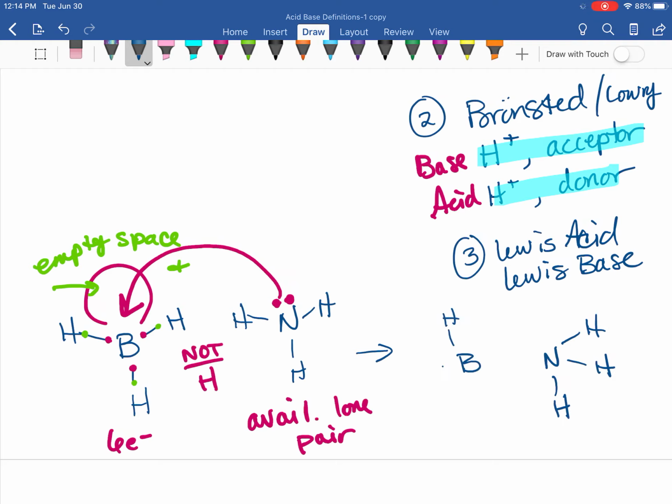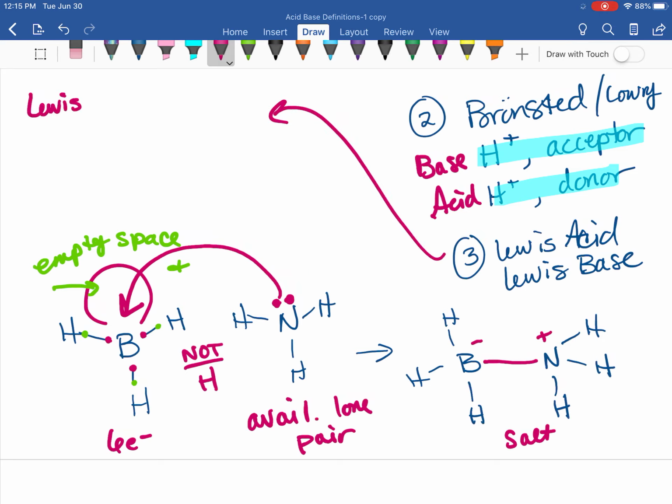Okay, you still have your ammonia. You just reacted with that BH3, and we formed a bond between these two. So you're now sharing a little bit more than normal in your nitrogen, and holy crap, you've now got a little bit extra in your boron, and we just made a salt. Again, no water present.